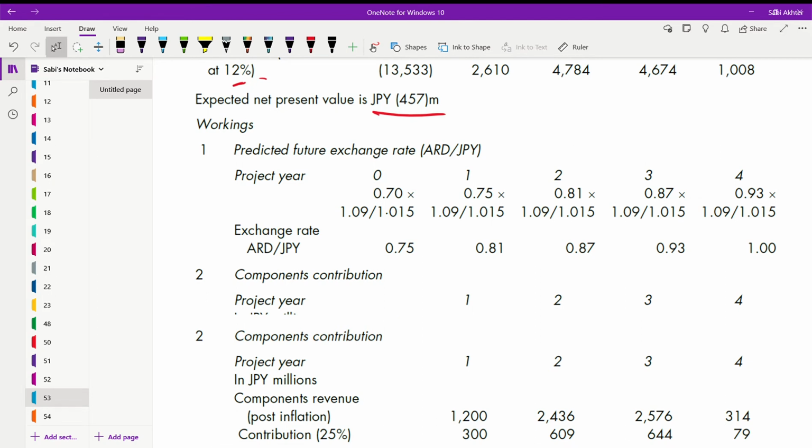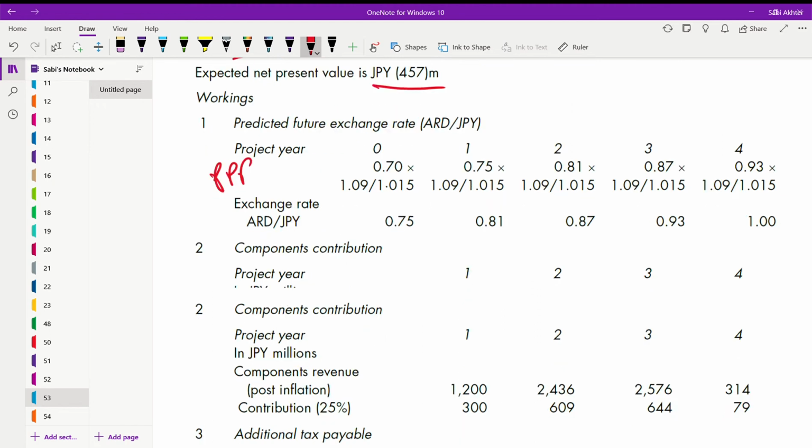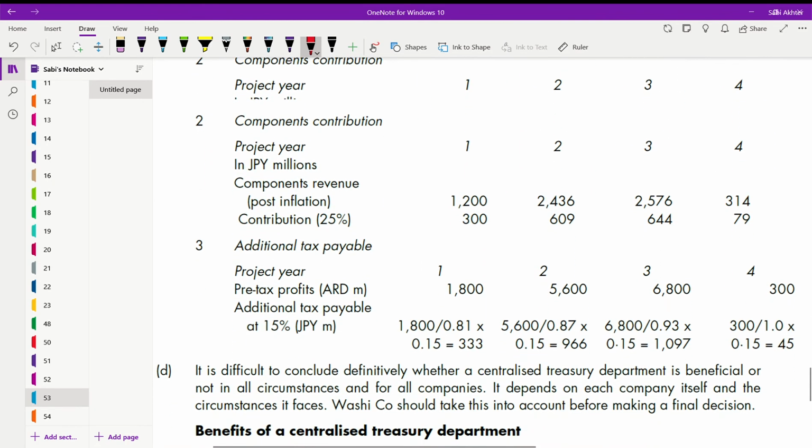So you find out the exchange rate using purchasing power parity only, the inflation of the two countries. Once you get it, you find the component contribution. How you get the contribution here is not straightforward. Usually it is revenue minus variable cost. Here you have been given the revenue and the contribution percentage. That means on that revenue after inflation you have to take 25%. That will be your contribution.